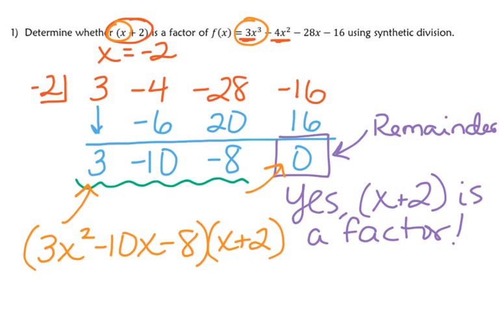And then, if we had to, we don't need to for this problem, we could try to factor that 3x squared minus 10x minus 8 and solve it, depending on what the question said. So let's try another example.